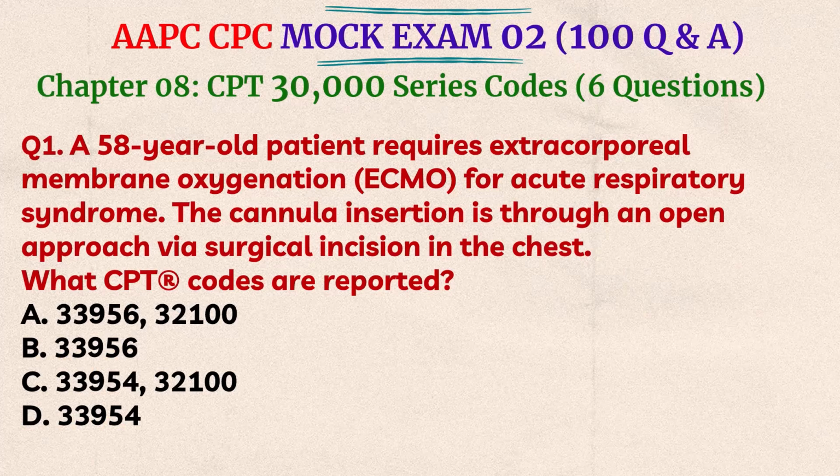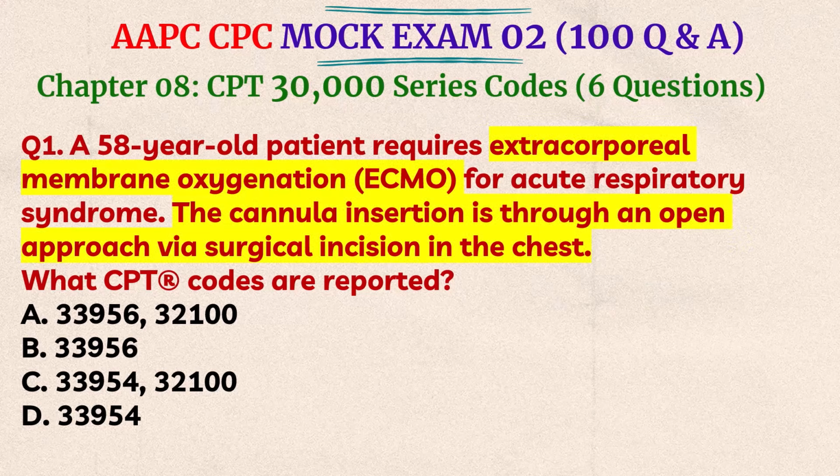A 58-year-old patient requires extracorporeal membrane oxygenation, that is ECMO, for acute respiratory syndrome. The cannula insertion is through an open approach via surgical incision in the chest. What CPT codes are reported? So there are 4 codes available. Take your CPT code book and find the answer.